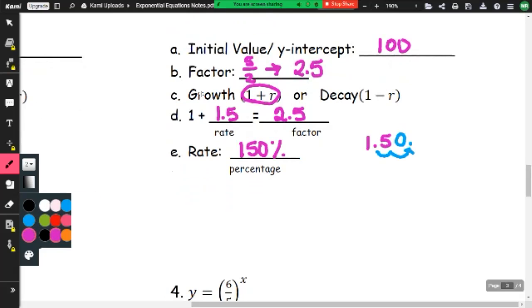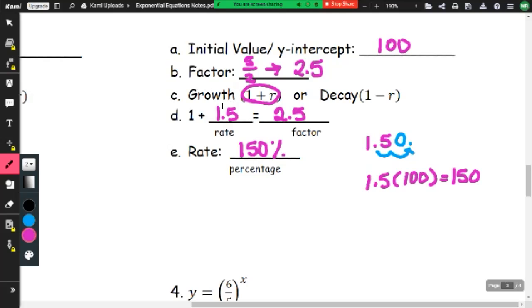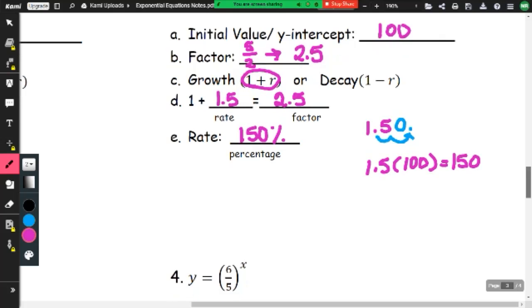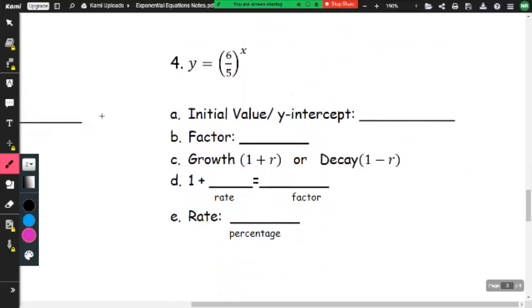And before anybody asks, yes, you can have a percentage larger than 100. 100 is not a max. Or you could take the 1.5 and multiply it by 100 and you'll get your 150. But since I like doing the decimal movement, I'm not going to show you the 100 anymore. Okay. All right. Number 4, trick question.